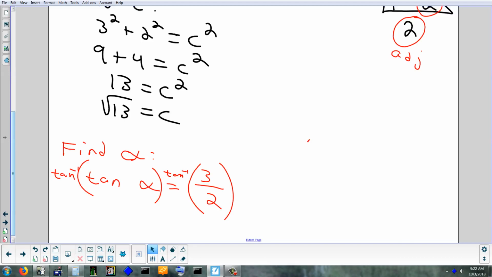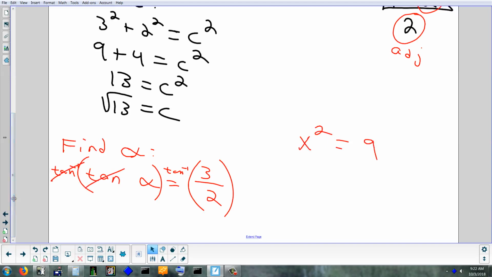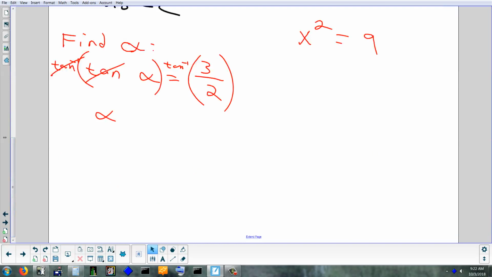Same thing here. If that was your equation, you wouldn't say multiply both sides by the square root. That doesn't make sense. You can take the square root of both sides, but you can't multiply by it. Same thing here. Take the inverse tangent of both sides. Inverse tangent, regular tangent, cancel out. On the left, I have alpha, and on the right, I have inverse tangent of 3 over 2.